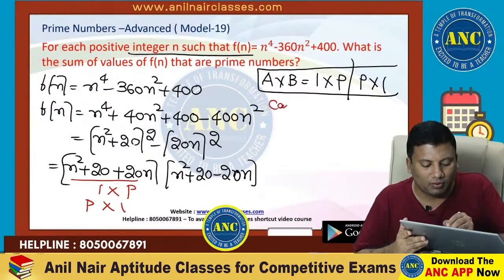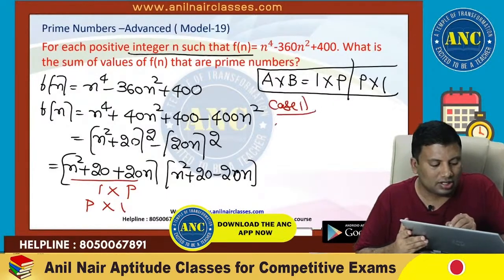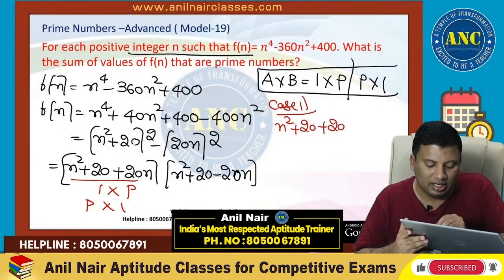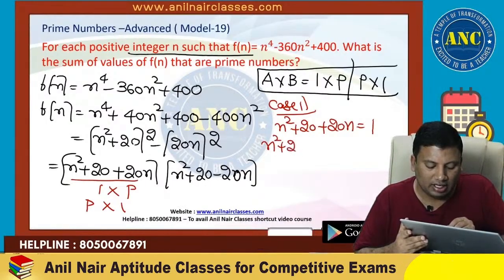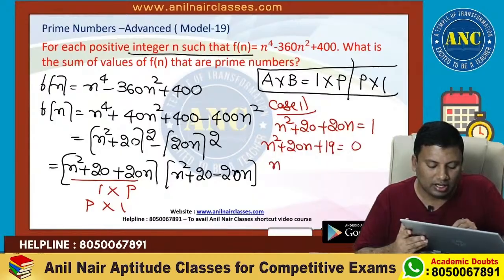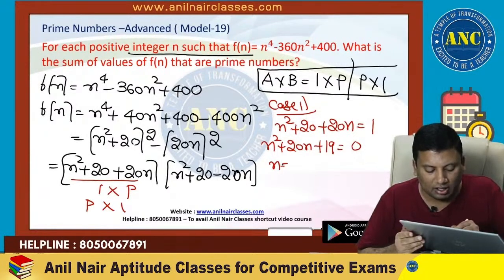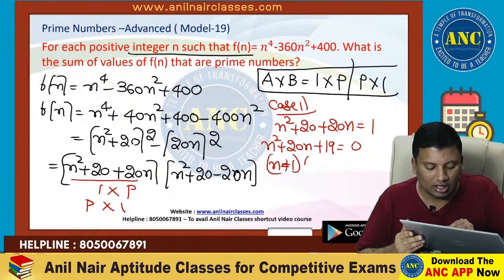1 into p or p into 1. Case number 1: n square plus 20 plus 20n equivalent to 1. So n square plus 20n plus 19 equivalent to 0. So it is n plus 1 into n plus 19. So n will be minus 1, minus 19.